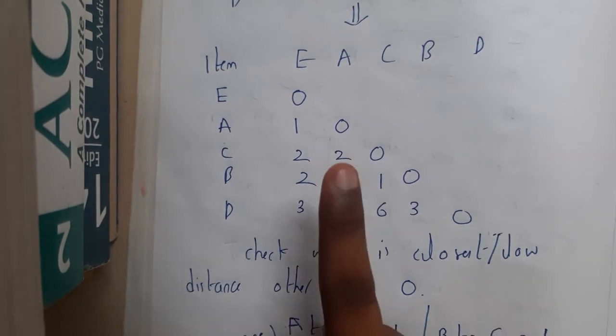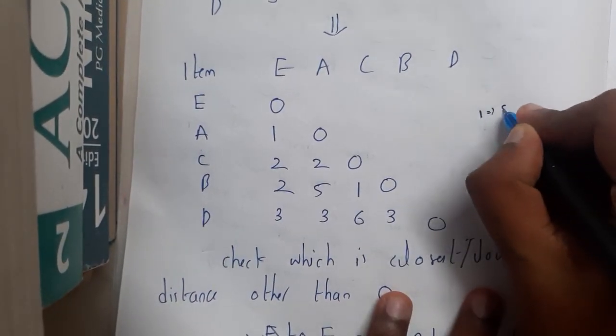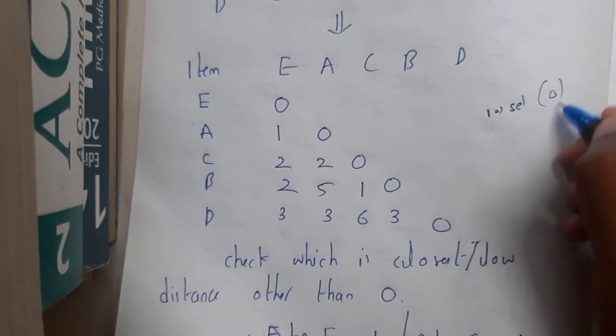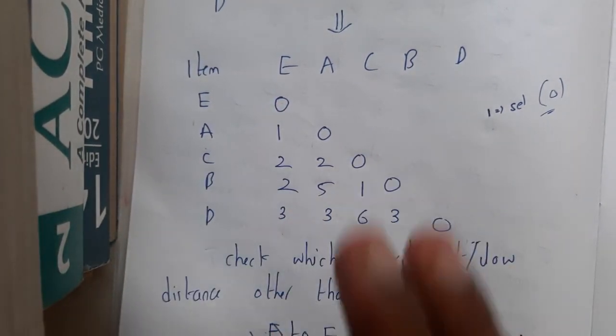So the first step that you will be doing is, select the minimum, guys. Among all these values, what is minimum? Other than 0. That also remember. So you should not select E and E. Other than 0, select any one.